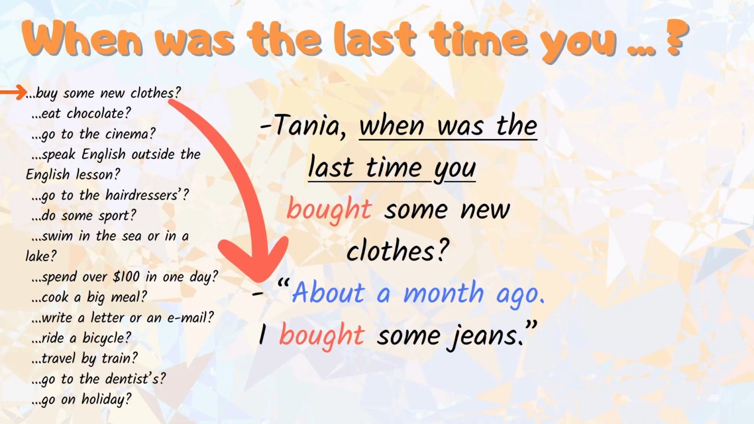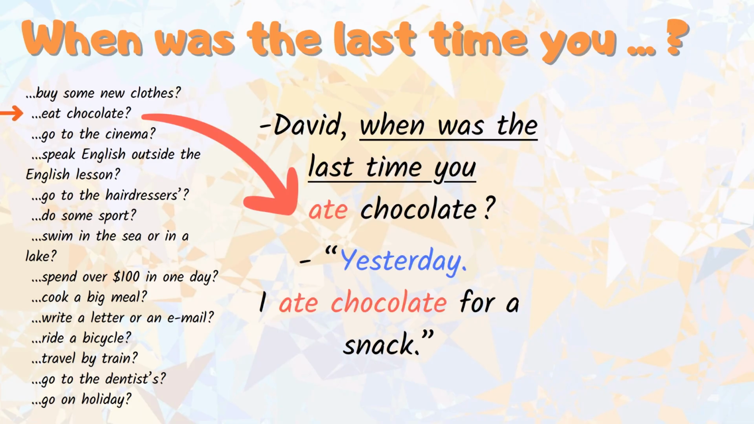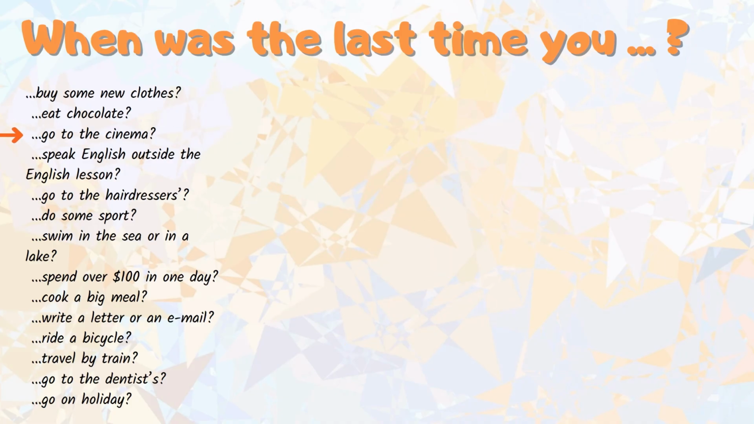Again, the same example, about a month ago. Or a chocolate. David, when was the last time you ate chocolate? And the possible answer could be yesterday, I ate chocolate for a snack. Got it? Okay, next one, try to do it yourself. Go to the cinema. When was the last time you went to the cinema? And you can answer, I went to the cinema yesterday. Now, time to pause the video and find the past forms of all the verbs that you see.